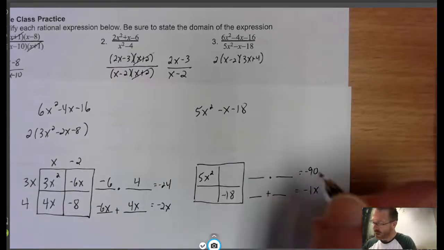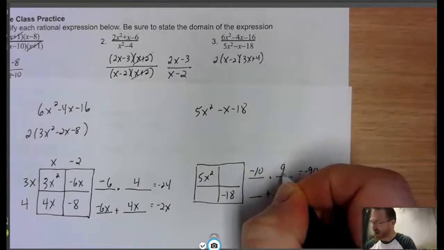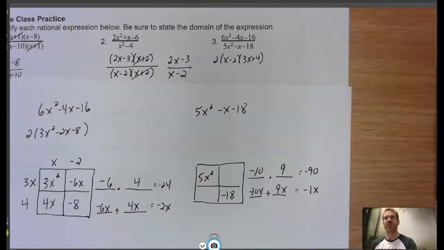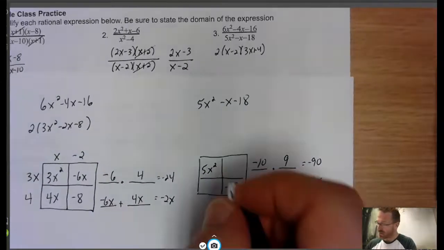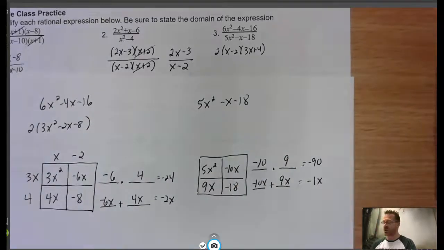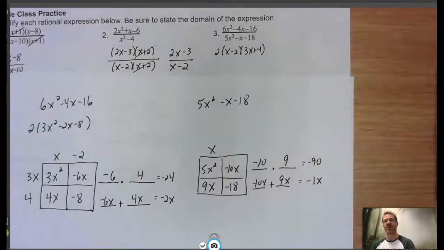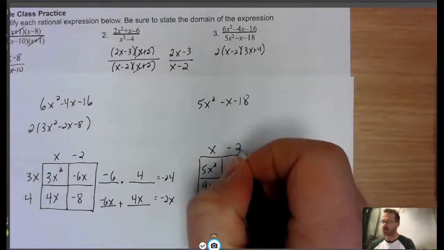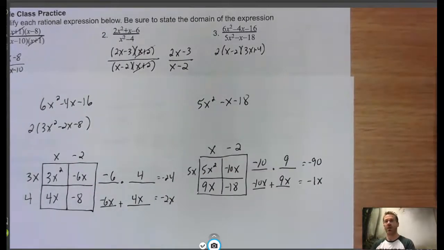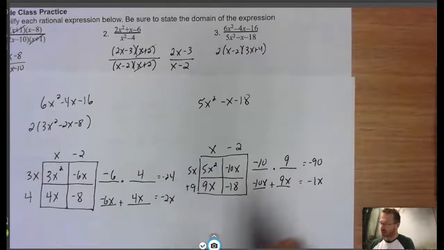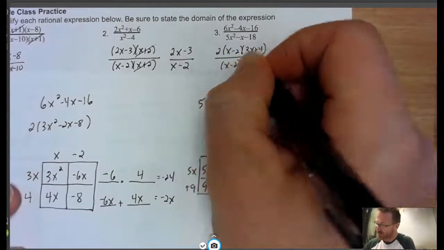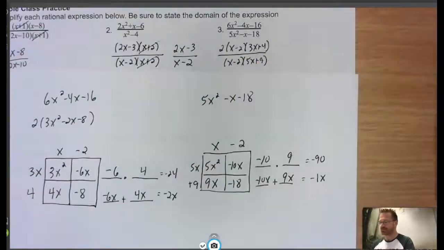Hopefully you got negative 10 times positive 9 is negative 90, and then negative 10x plus 9x is negative 1x. Once again, I'm just going to drop that negative 10x in here, that positive 9x in here. Our GCF in that first column is just an x. In our second column, it's going to be negative 2. In our first row, we're going to get 5x. And then in our second row, we're going to get positive 9. So now when I come back over here, I can see that I factor this into x minus 2 times 5x plus 9.